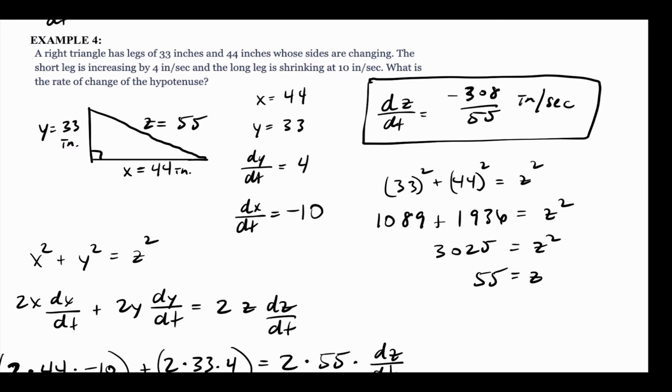About 5 or 6, negative 5 or 6 inches per second, around there. 5 point something. Okay.